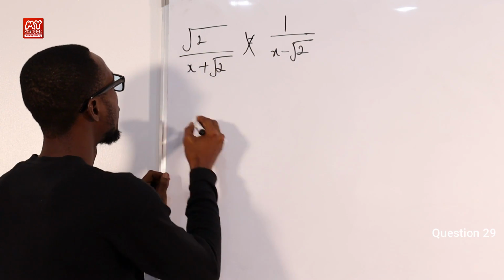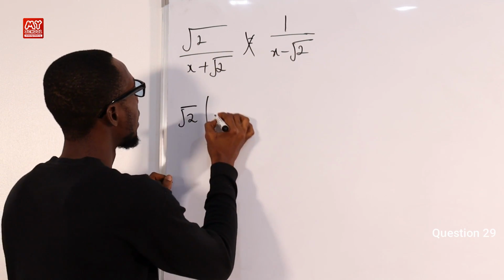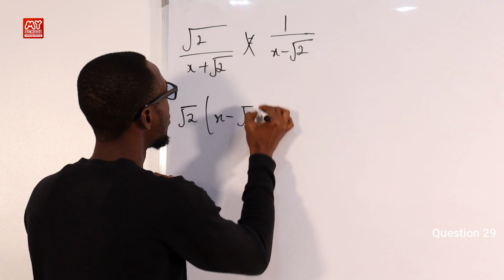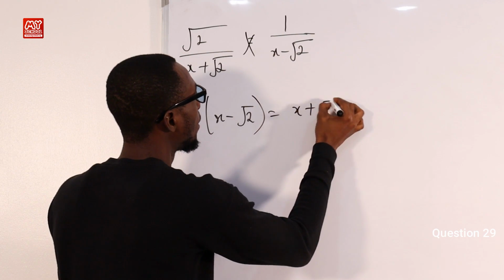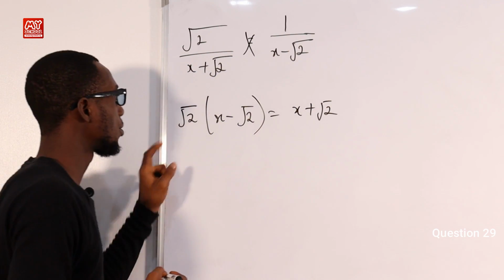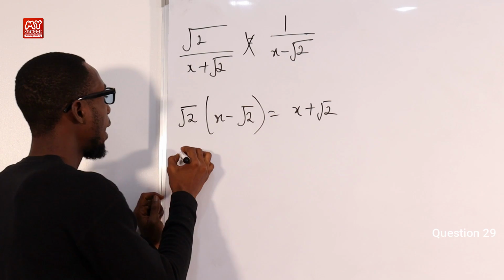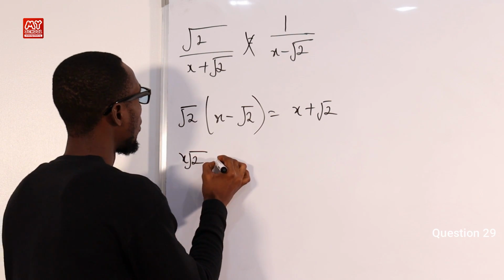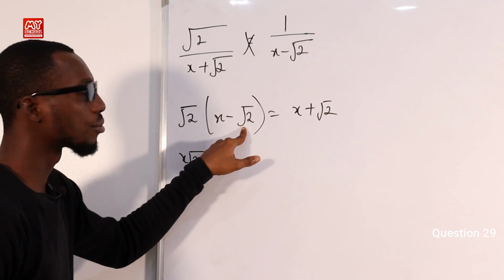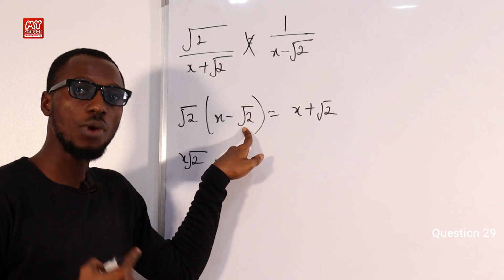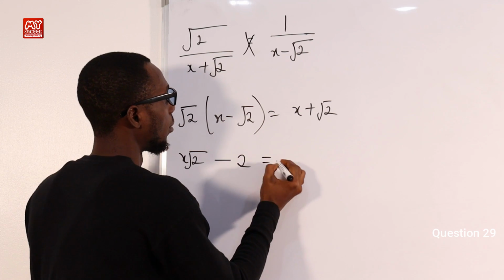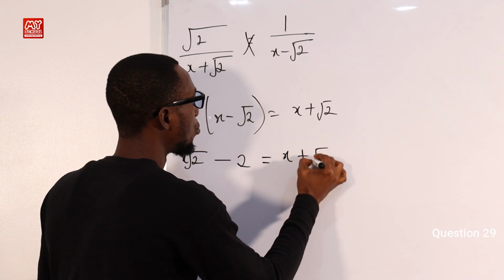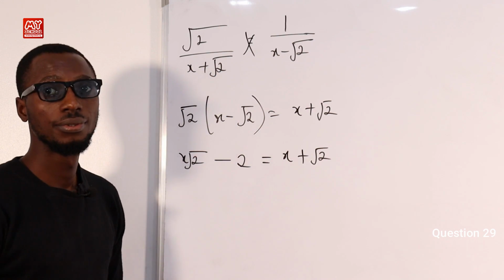So we'll have root 2 into bracket x minus root 2 equals, when this multiplies 1, we are still going to have the same thing. Root 2 times x will have x root 2 minus root 2 times root 2, that is root 4. And square root of 4 or root 4 is 2 equals x plus root 2.